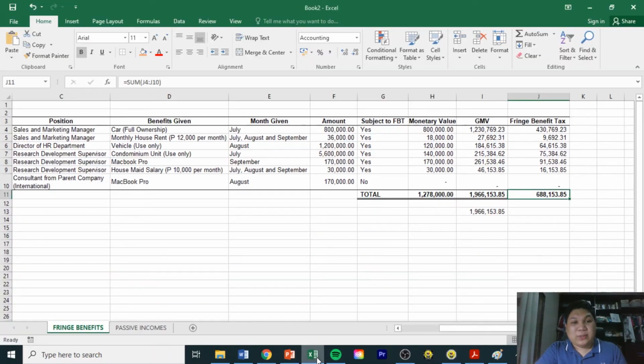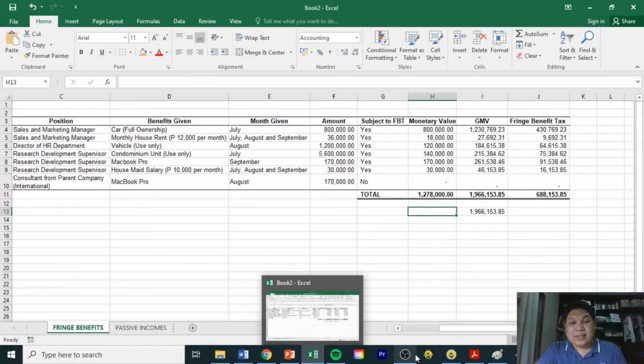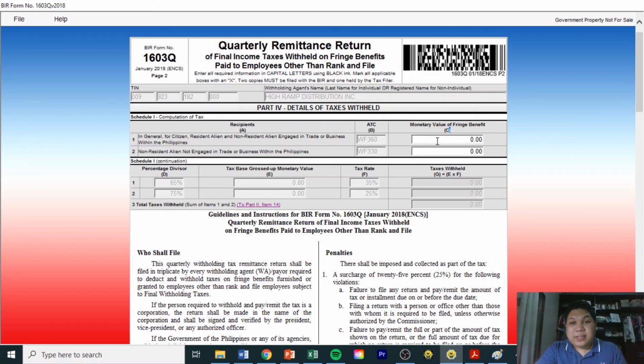I'll go back to our working paper. Our total monetary value is 1,278,000. Okay, so we have 1,278,000. Then it automatically computes the tax. So we have here, if you can see your screen, the 1,966,153.85 and the tax rate, and of course the fringe benefit tax.